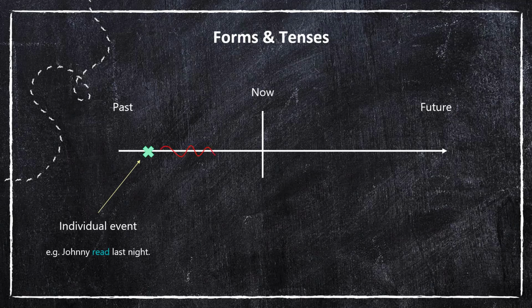Then we have the squiggly line, which represents an event in progress. This means that we are emphasizing the duration of the event, not the event itself. John was reading yesterday at 5. He began probably before 5, and he might have continued after 5, but he was in the process of reading at 5. Johnny was reading when his phone rang. So Johnny was in the process of reading and was interrupted by his phone ringing, right?